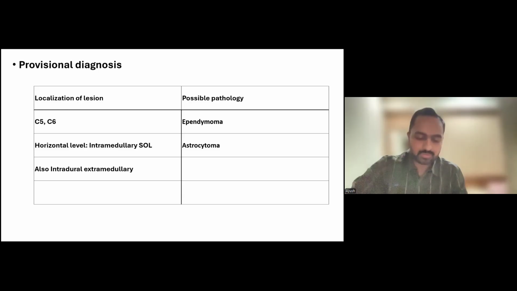Fine. This slight asymmetricity, like 4+/5, or 4/5 and 5/5, can be fine. But if a patient has power of 2 to 3/5 on one side and 5/5 on the other side, that goes strongly against an intramedullary tumor.